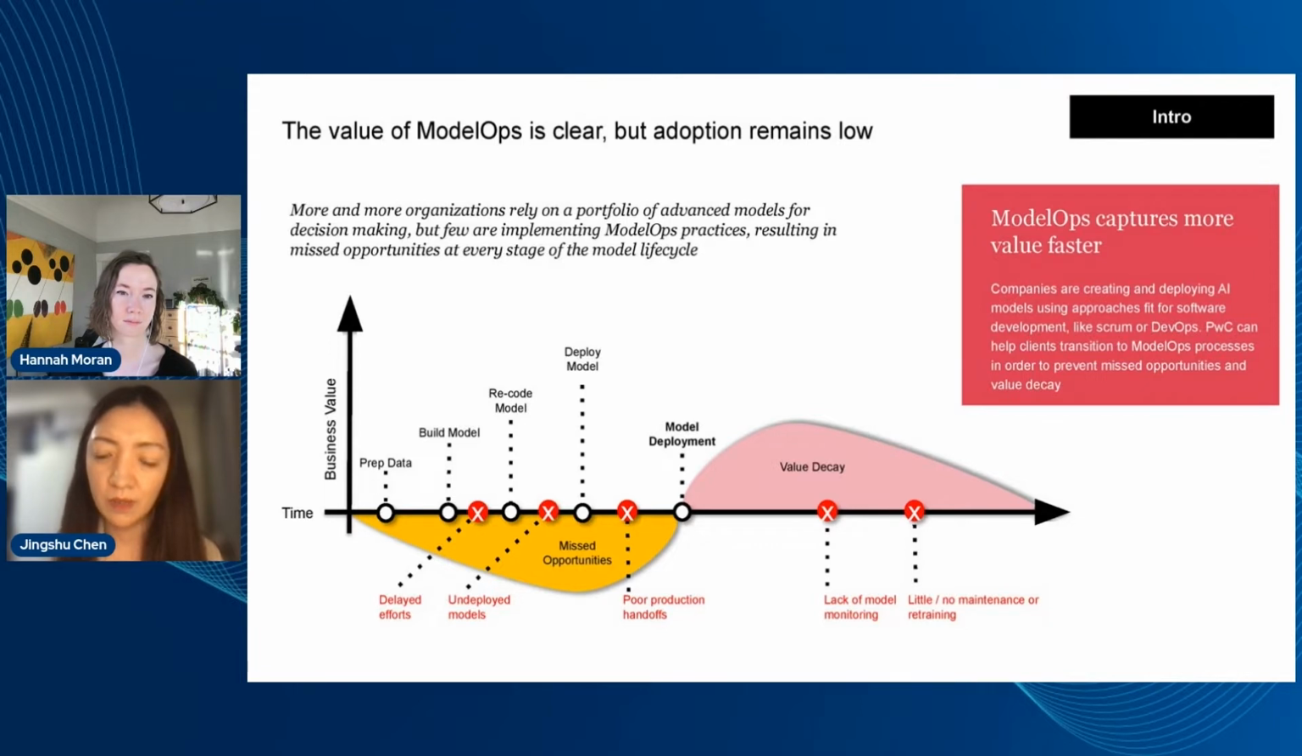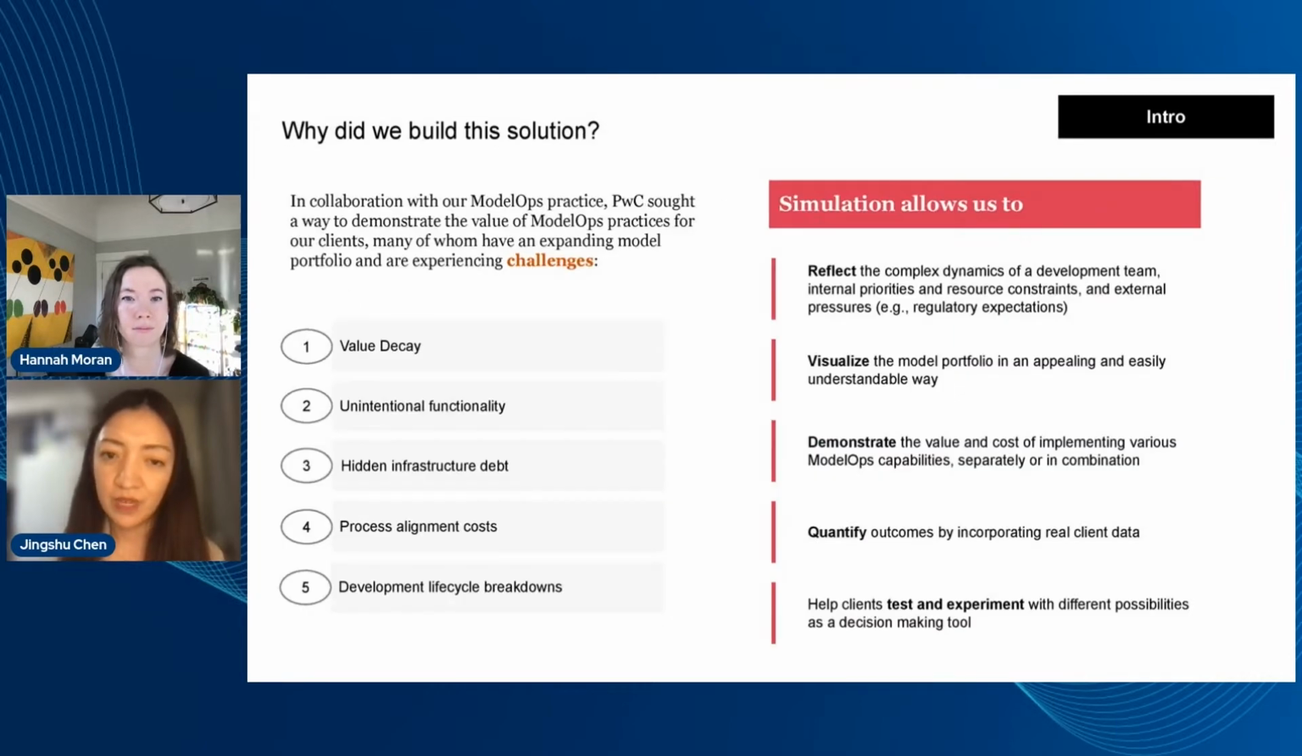Once the model is deployed, in the beginning the value will increase, but if we don't have maintenance or monitoring, the value will decay as time goes. That is why we need ModelOps, because ModelOps can capture more value faster and can also prevent the missed opportunities and the value decay. This is also the reason we built the solution, because on the left side, those are the challenges the companies are facing. So we want to demonstrate the value of ModelOps practices for our clients.